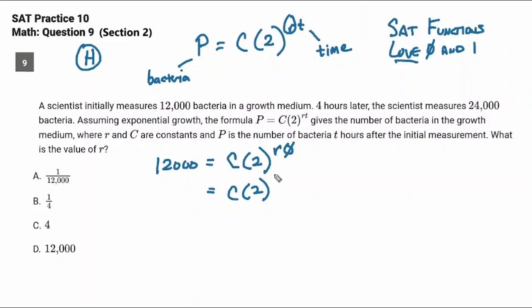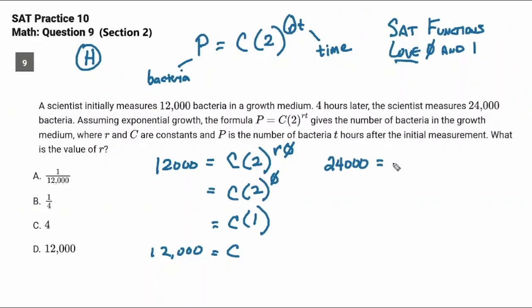So what goes right here? 0. All right, what is anything to the 0 power? It's 1. So what's 2 to the 0 power? It's 1. So that means that it's just C times 1, and what's C times 1? Hey look, C times 1, that's just C. So what's 12,000? It's just C. So now you know what C is. So let's run the function again, and what number should we use for the bacteria? The only other number we know, 24,000.